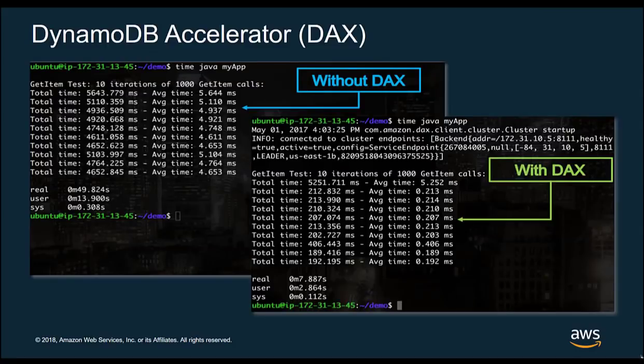Here's an example. On the left, you can see a handful of calls that are not too bad. I mean, we're still hitting 4 or 5 milliseconds, which for most applications is perfectly acceptable. It's a great latency time, right? But if you look with DAX on the right, it's significantly less, right? I mean, we are sub-millisecond is what we're looking at for these calls with DAX. So very, very low latency, high throughput.